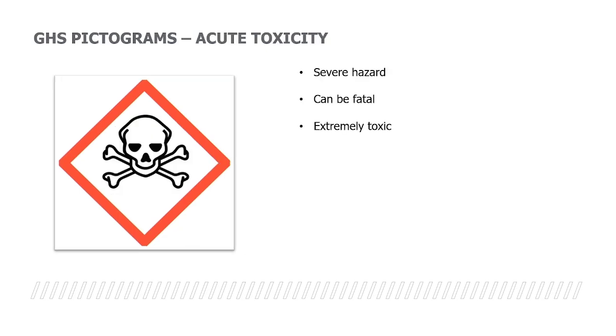And then, of course, the other one that's very important looks like skull and crossbones. It's going to cause a severe hazard. Can be fatal. It's going to be extremely toxic. This is what they call acute toxicity. In other words, you're going to see something happen in a short period of time. Essentially, it's what you're going to notice on this particular pictogram right here.